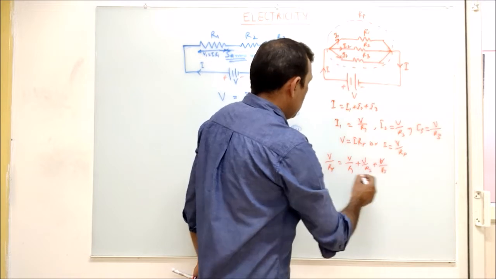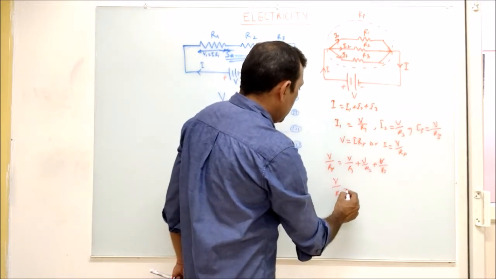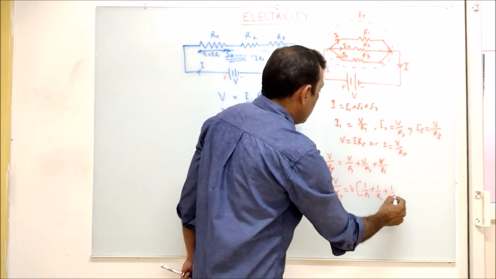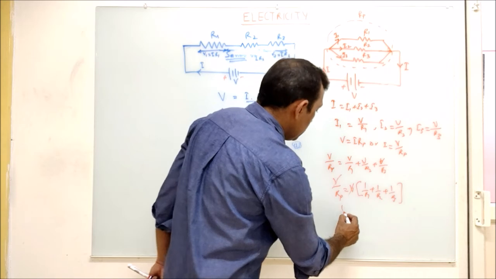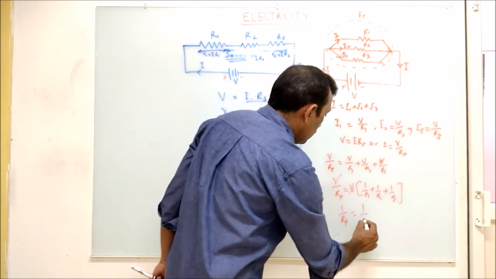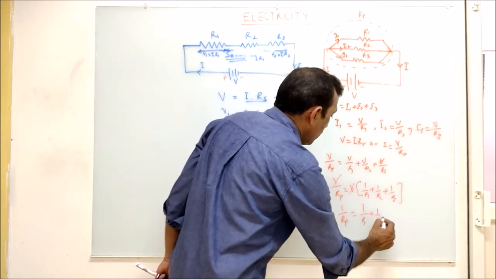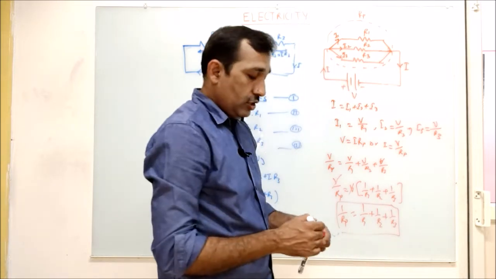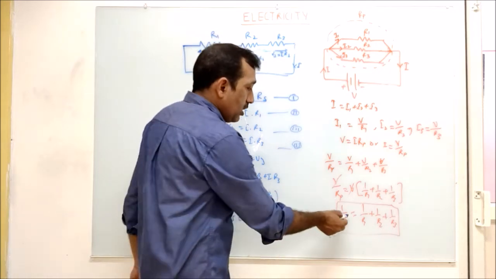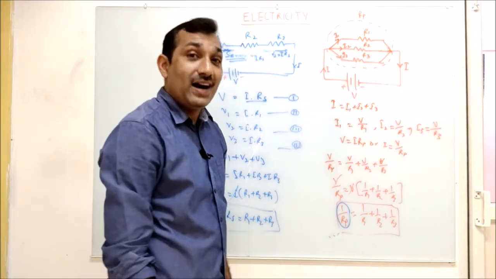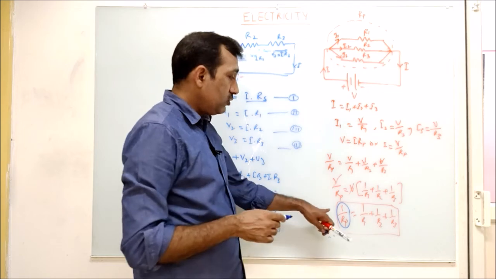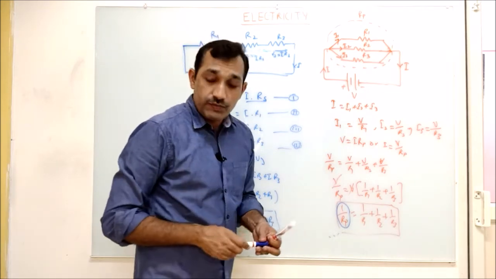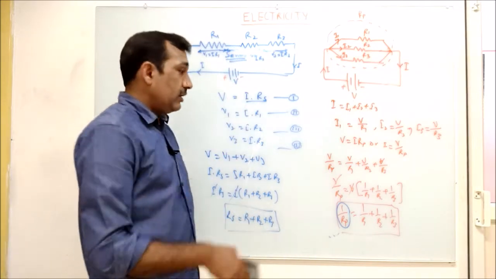V I will take common. V divided by RP equals V times 1 by R1 plus 1 by R2 plus 1 by R3. V gets cancelled, so 1 by RP equals 1 by R1 plus 1 by R2 plus 1 by R3. Please note this point, this is not RP, this is 1 by RP. So if you are using this formula, whatever value you get, you have to take the inverse of that to find the value of resistance in parallel.